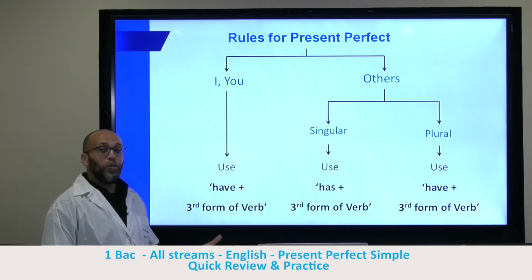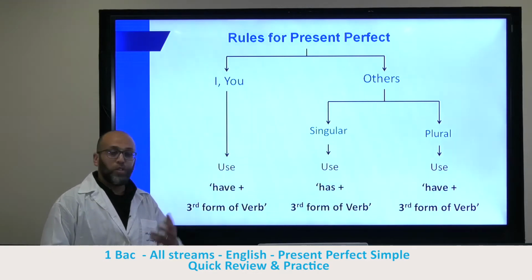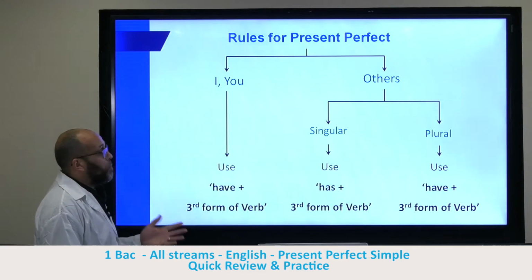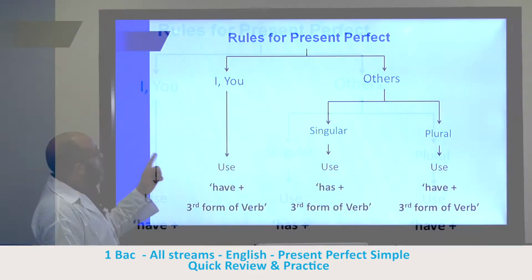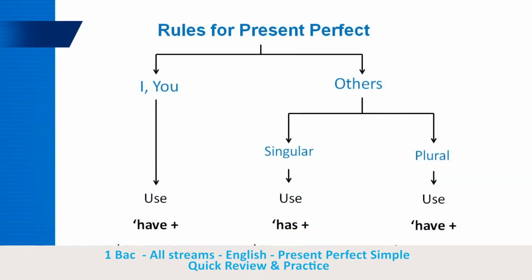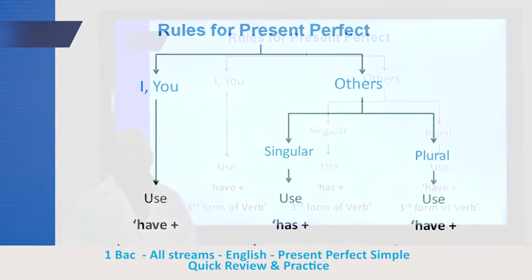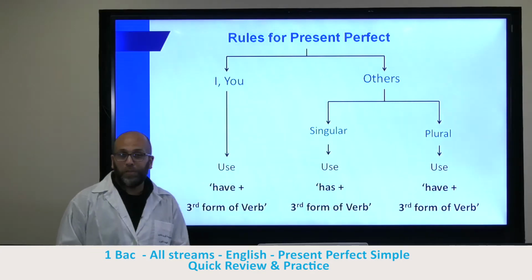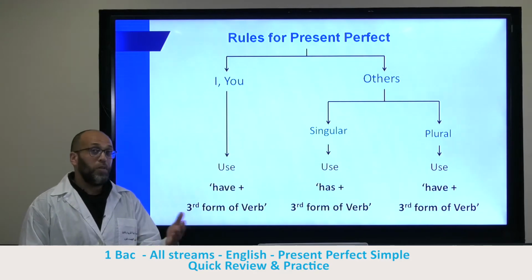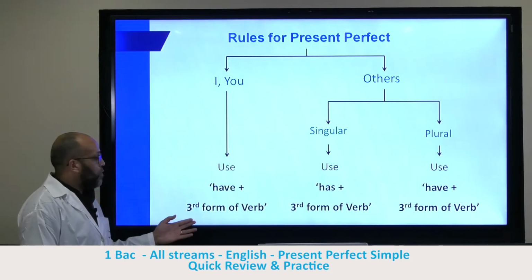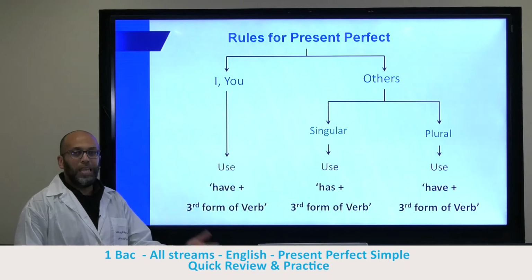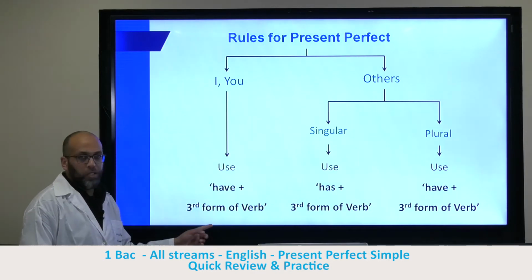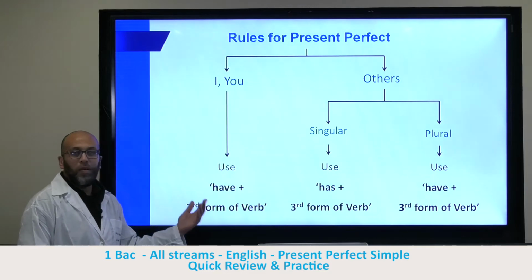Okay, so going back to the form of the present perfect simple as a quick review, because I'm sure you have seen it before. The present perfect simple has the auxiliary have or has and the past participle of the verb. For I and you, they take the auxiliary have, but for singular they take has, and for the plural they take the auxiliary have. Now, the third form, the past participle. You may have heard of the list of irregular verbs and the list of regular verbs. If the verb is regular, like play, visit, watch, it takes ed at the end, like I have watched, I have played, I have visited.